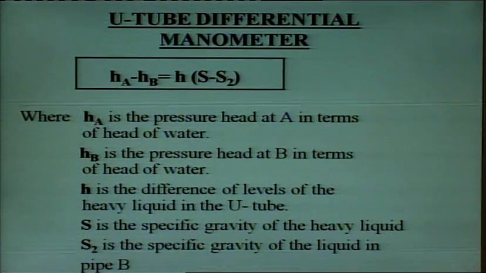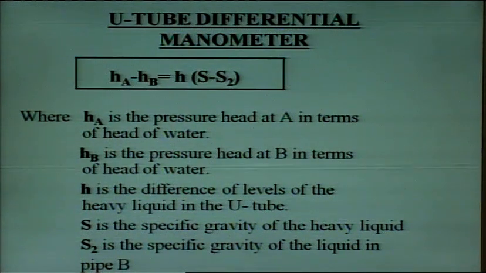HA is the pressure head at A in terms of head of water. HB is the pressure head at B in terms of the head of water, where H is the difference of levels of the heavy liquid in the U tube, and S is the specific gravity of the heavy liquid, where S2 is the specific gravity of liquid in the pipe B.